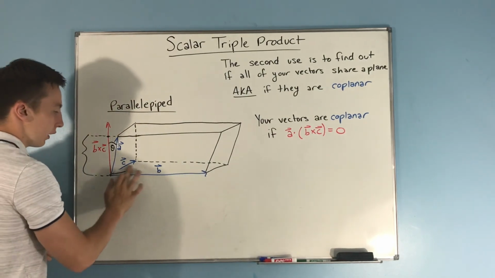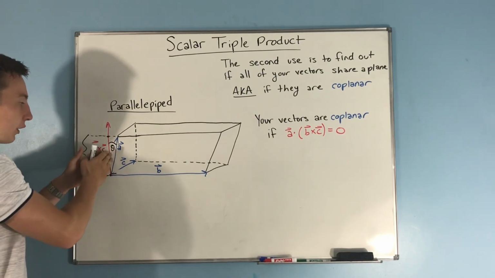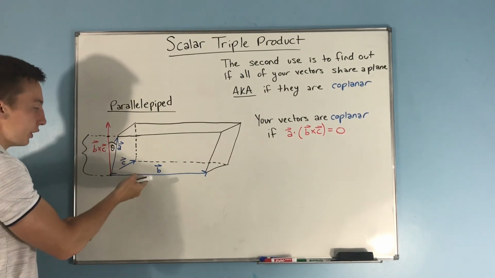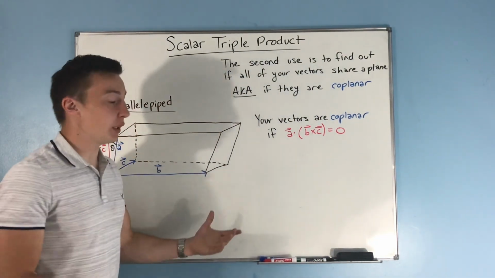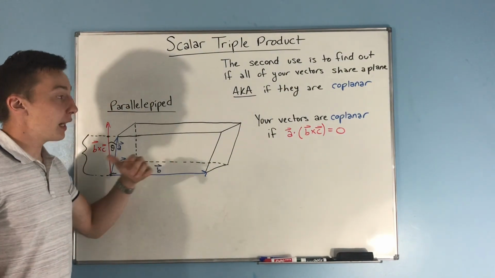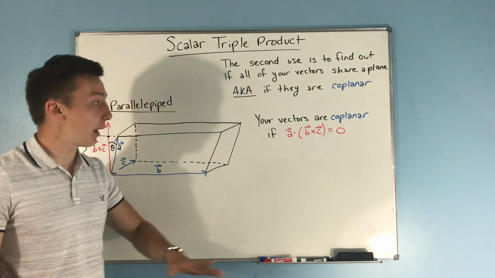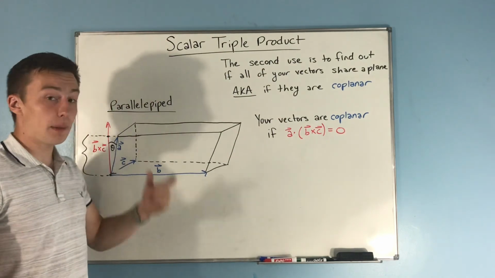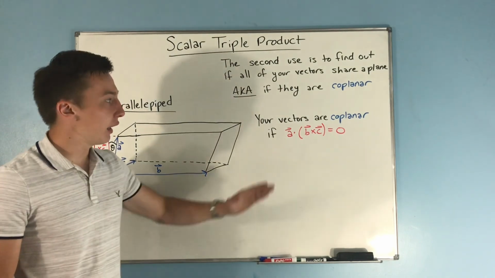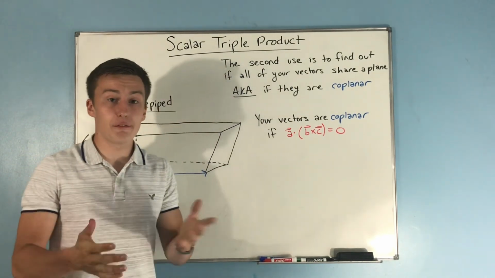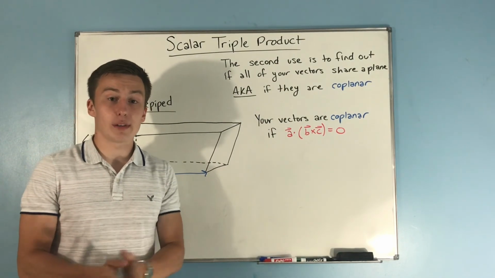So that's the whole idea here. Your angle between B cross C and A would be 90 degrees, and that would push your vector A down to B and C. So those are the two main uses: to find the volume of a parallelepiped and to see if your vectors are coplanar. Me personally, the questions that I've gotten have always been about coplanar and not the volume of a parallelepiped, but maybe you would end up trying to find this volume. I'm just saying that most of the questions I've gotten have been on whether vectors are coplanar or not. We're going to be doing practice problems in the next video, so I'll see you then.